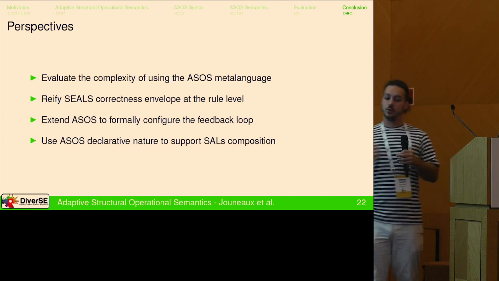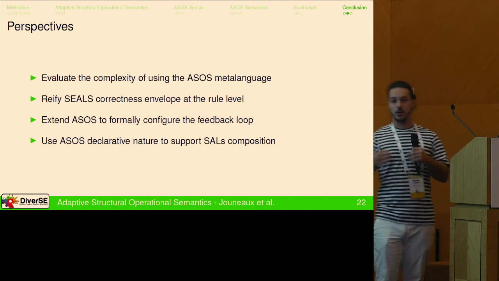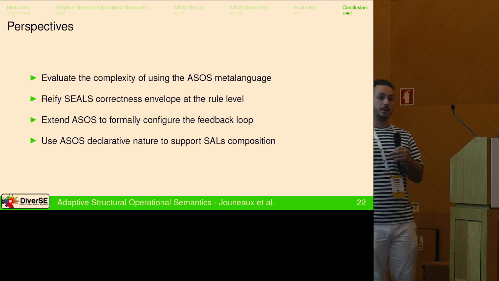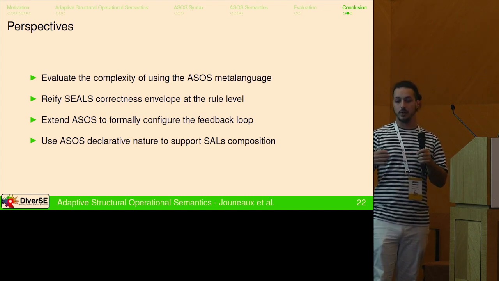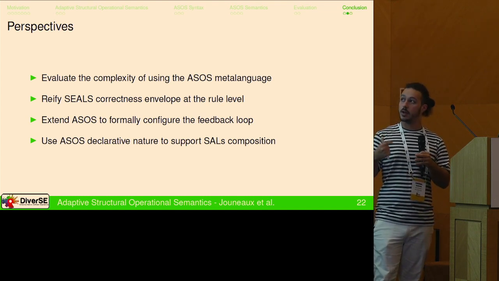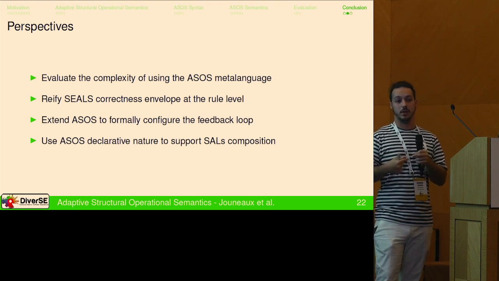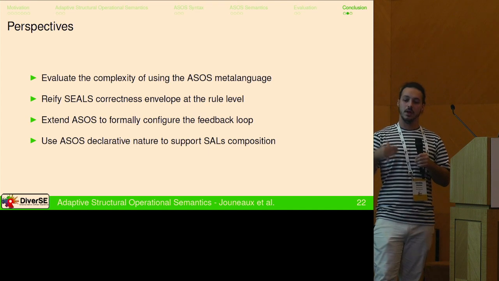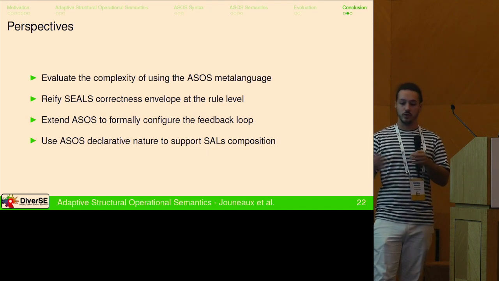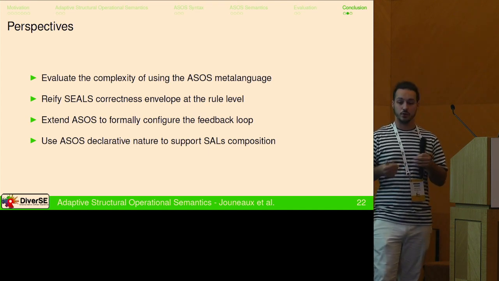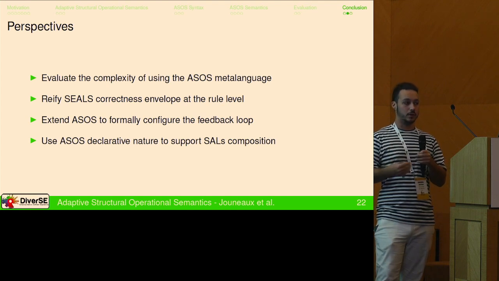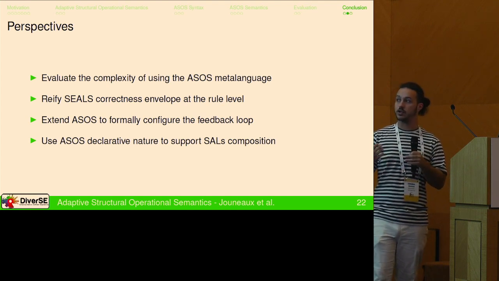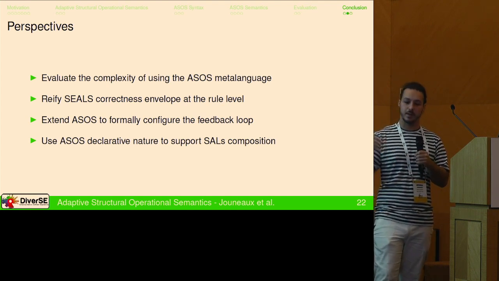And we also want to extend ASOS to configure the feedback loops, which is basically what I said earlier when I was talking about disambiguating some detection in the non-termination. And we also want to use ASOS's declarative nature to support language composition, self-adaptable language composition.